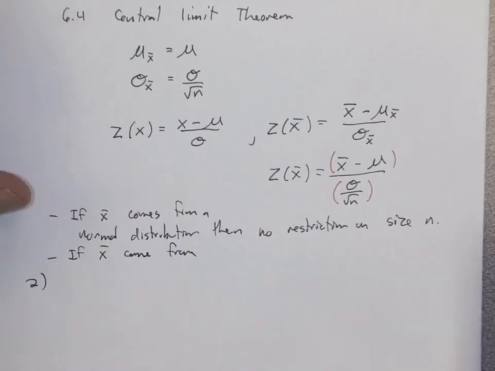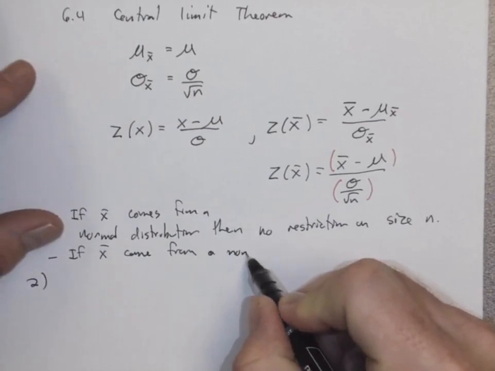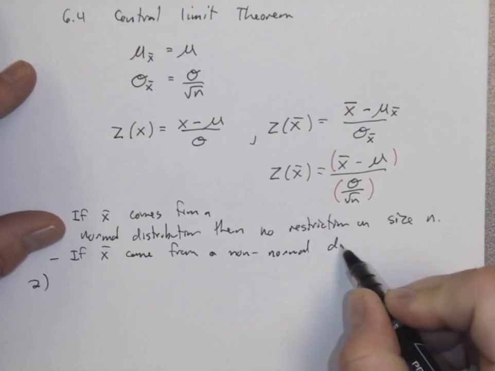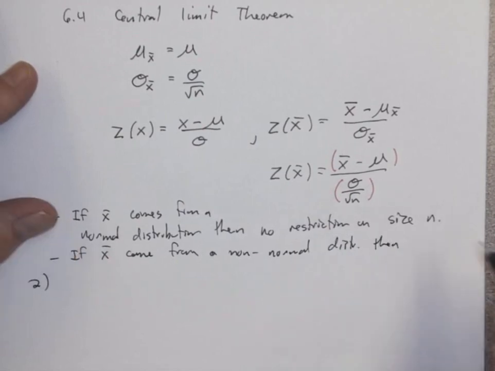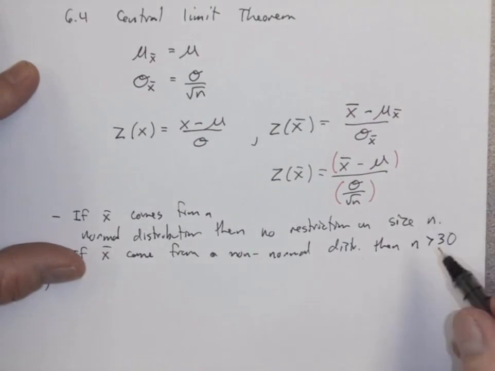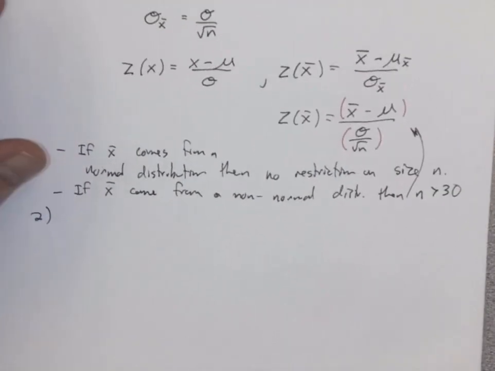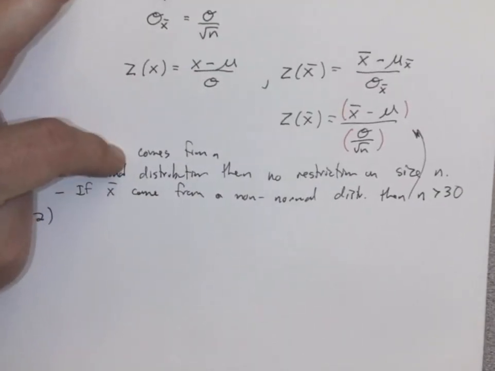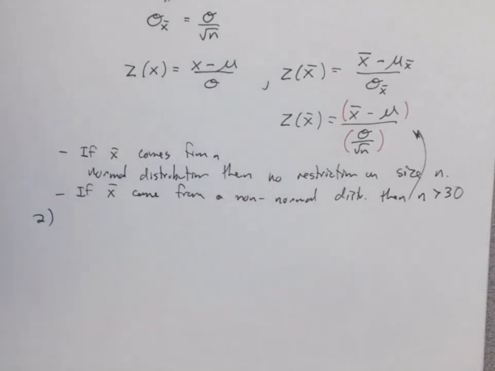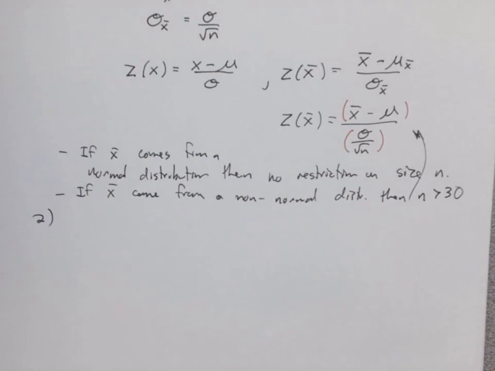The other case is if these x bars come from a distribution that might not be normal, like a uniform distribution or U-shaped distribution or whatever shape distribution, then n has to be bigger than 30. So if it comes from a non-normal distribution, then this is only true if n is greater than 30. Is that clear? So if the original population has a normal distribution, it doesn't matter the size of n. But if it comes from something that's not normal, then n has to be bigger than 30.